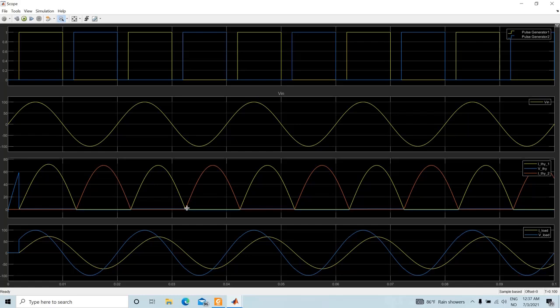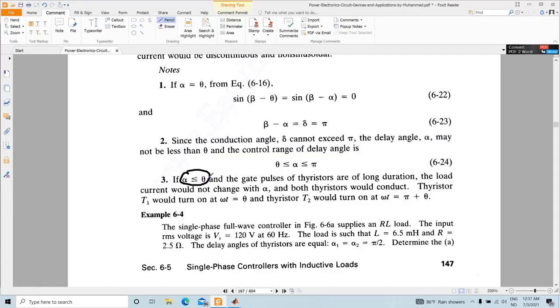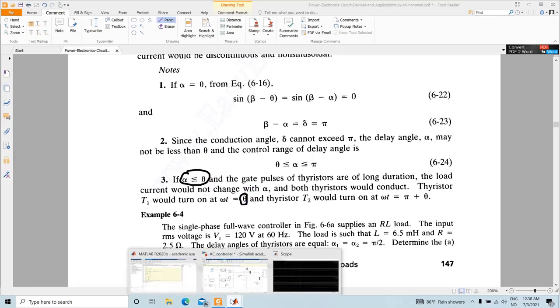You see that it is triggered here, and then have a look here. This is the moment when the thyristor is triggered, but it starts conducting at theta. So the conduction starts at theta and it doesn't depend on alpha. As long as alpha is less than theta, the conduction starts at theta and no longer depends on alpha.